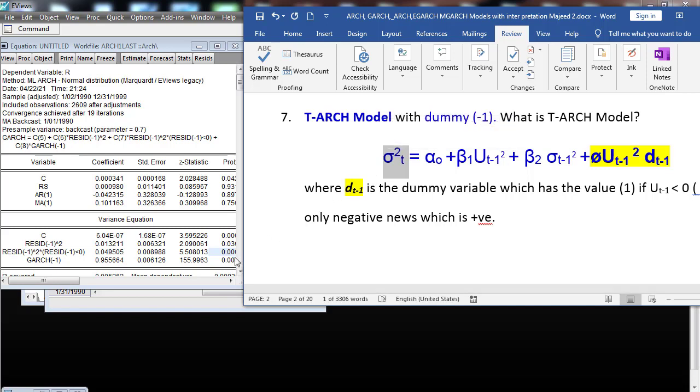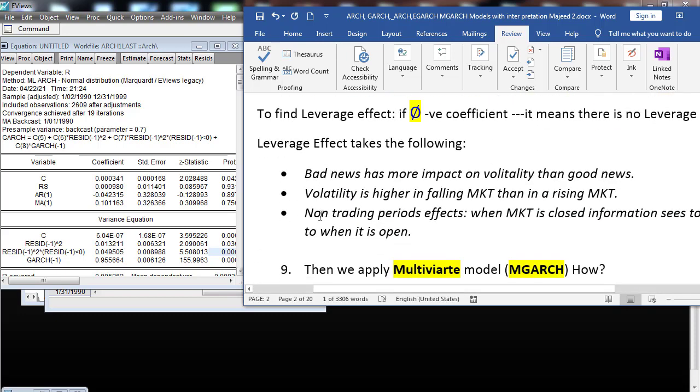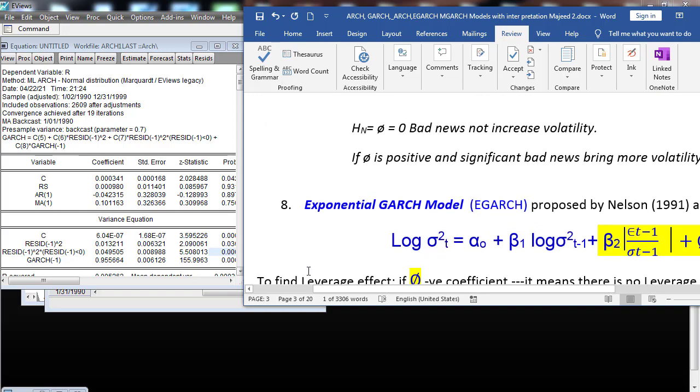What is the EGARCH model? The EGARCH model, which is the exponential GARCH model, was developed to take the logarithm form of the conditional variance equation. The exponential GARCH model was proposed by Nelson in 1991. So what is the formula we use here for this? It is the GARCH model.